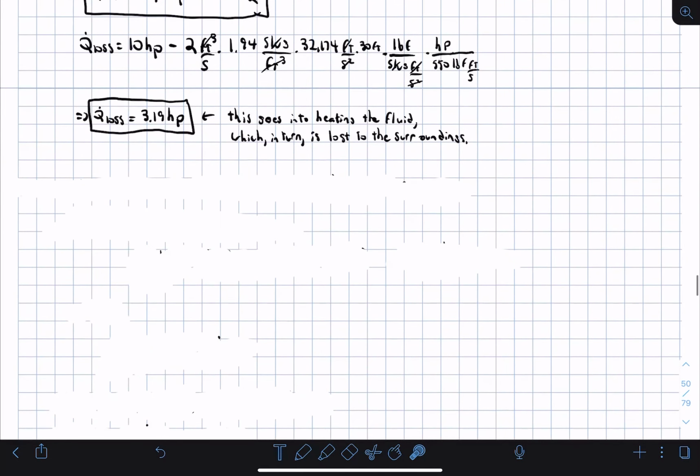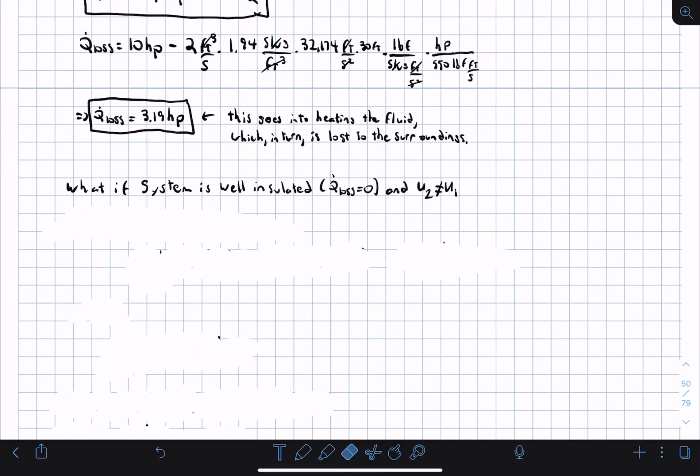Okay, so now what if we applied a different assumption? What if we assumed that the pipes were very well insulated, but it still took the same power? So if the pipes were very well insulated, would it take any more power, or would that help us reduce the pumping requirements to pump that fluid? Well, the answer is no, and I'll show you why.